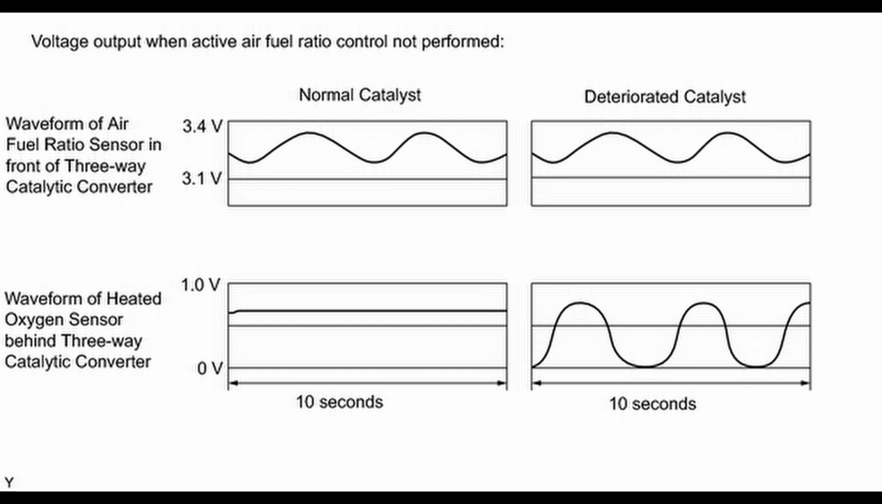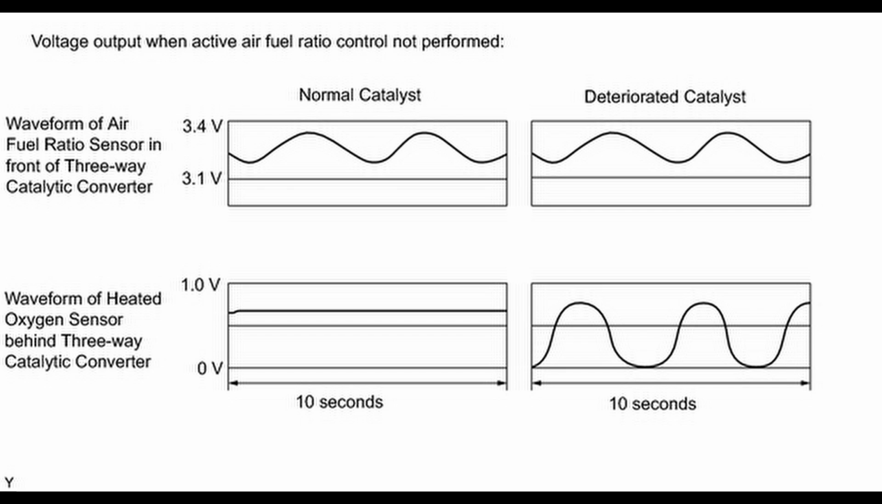Now if the catalyst is bad or clogged up or is not working properly, a deteriorated catalyst will show similar readings between the upstream and downstream. So the air fuel sensor and the oxygen sensor are going to be reading exactly the same or similar. The upstream sensor is going to be a swirly line, and the rear oxygen sensor downstream is also going to be a swirly line.